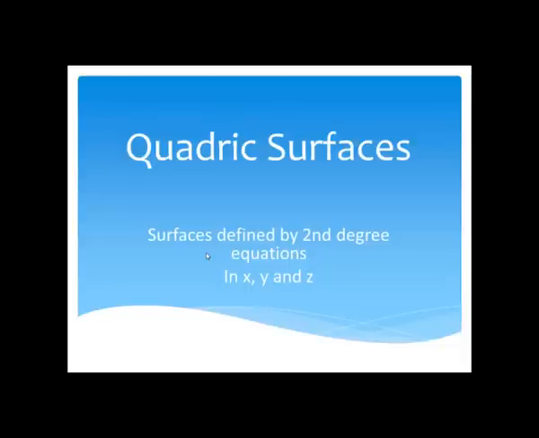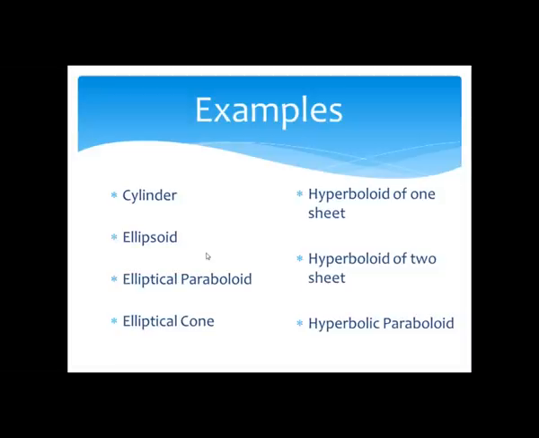So today we'll be studying a few examples of these quadric surfaces, and they are the ellipsoid, the elliptical paraboloid, the elliptical cone, the hyperboloid of one sheet, the hyperboloid of two sheets, and also the hyperbolic paraboloid.